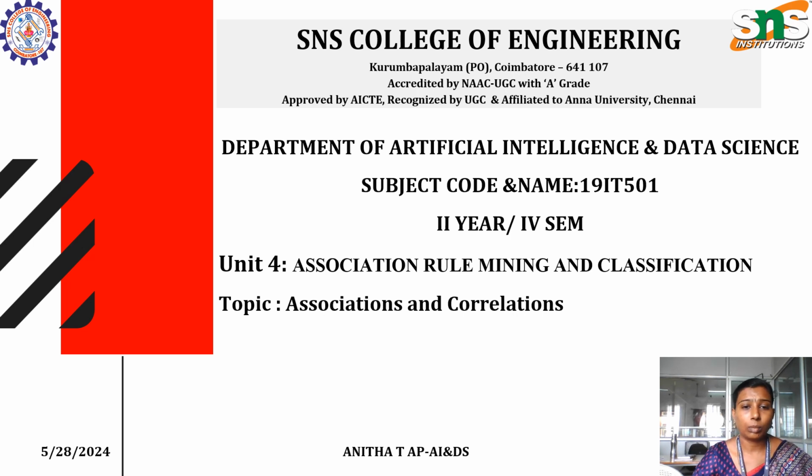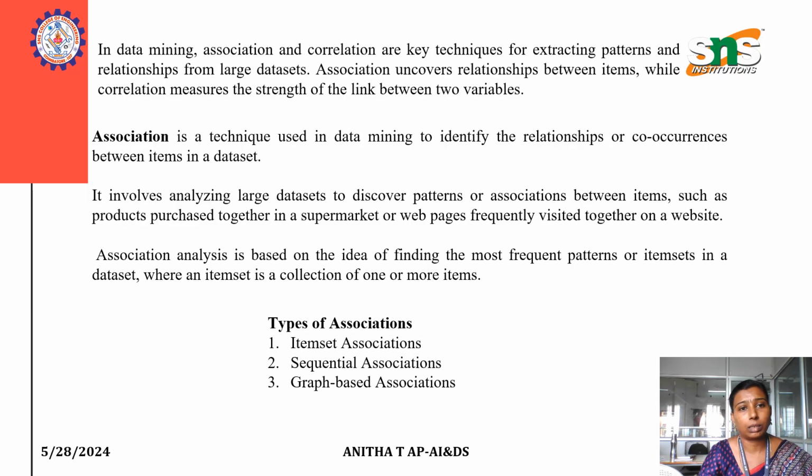Good morning. I'm going to take the topic association and correlation. What do we mean by association and correlation? In data mining, association and correlation are key techniques for extracting patterns and relationships from large datasets. Association uncovers relationships between items, while correlation measures the strength of the link between two variables.